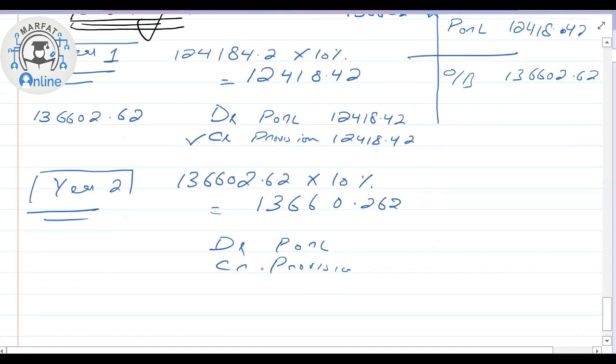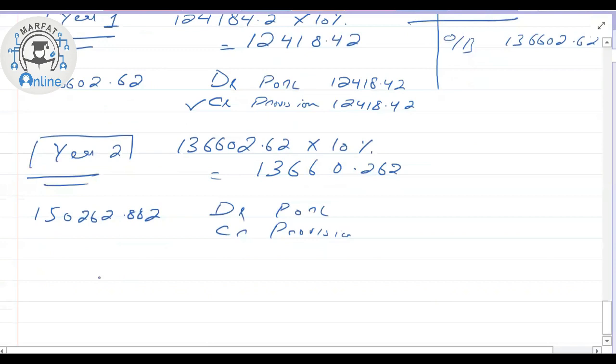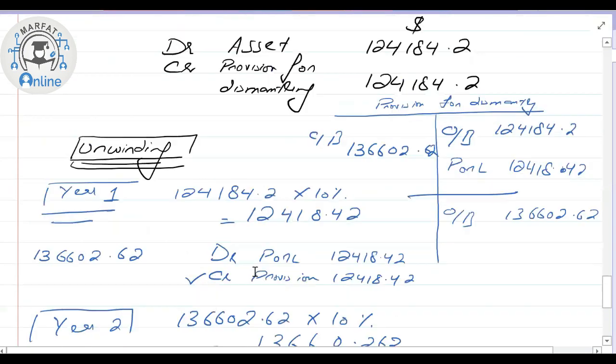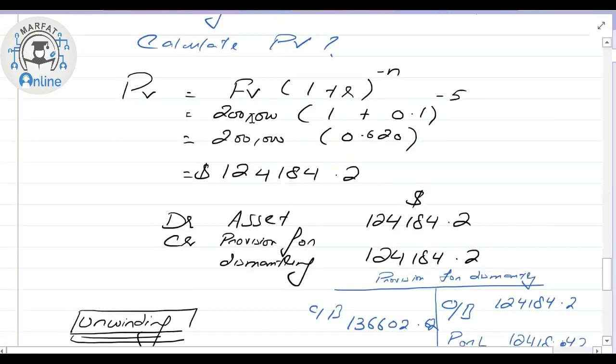Then it gives you the closing liability of 150262.882. This is the closing liability after second year. Now again this will be done in the year 3. So when you do it till year 5, by the end of the year 5, this liability will automatically be 200,000.